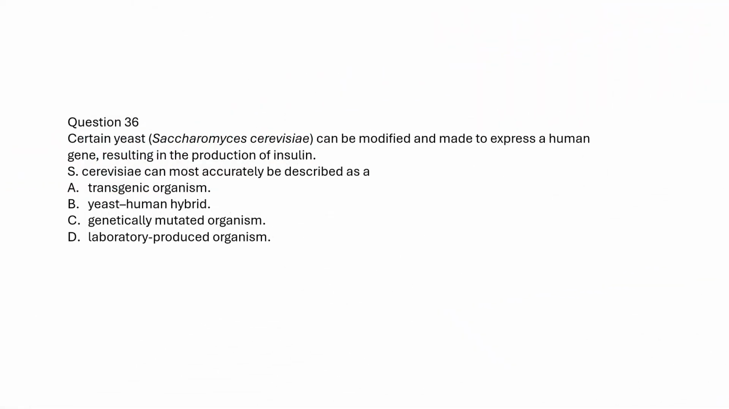A transgenic organism has been genetically modified to contain a gene from another species. For example, a certain yeast can be modified to express a human gene. This yeast can be accurately described as a transgenic organism.